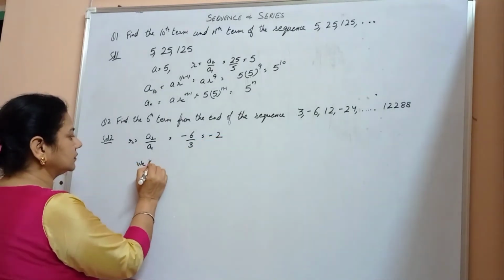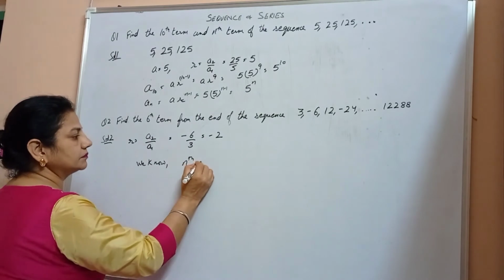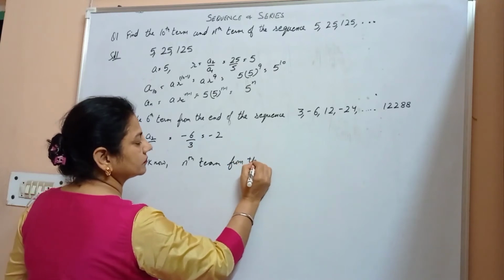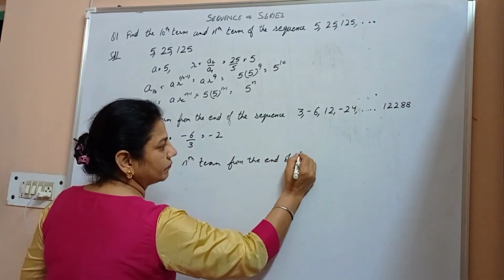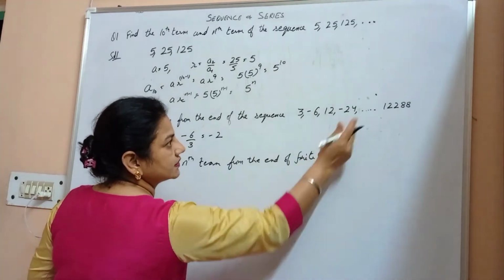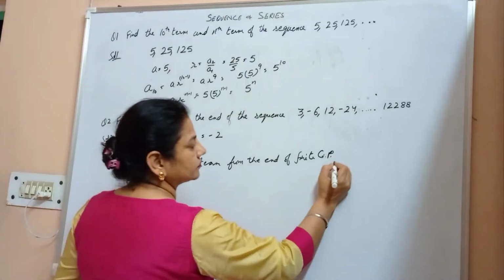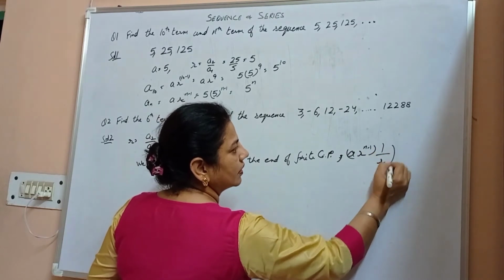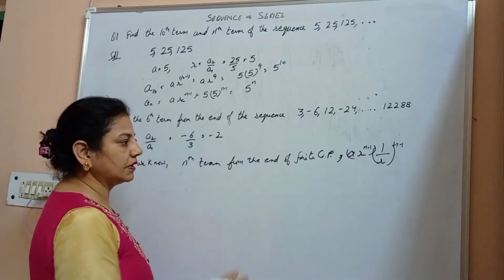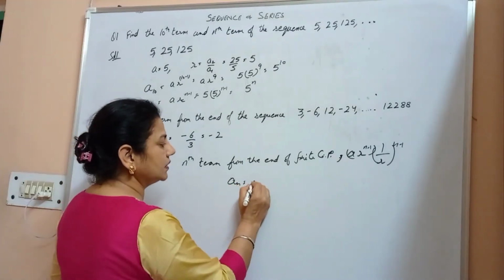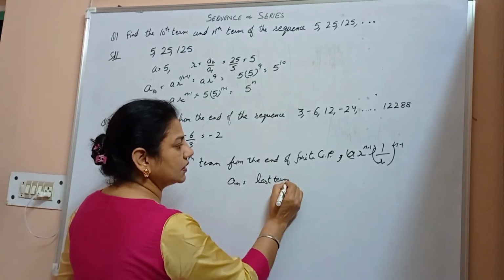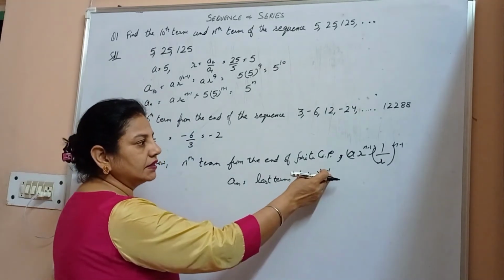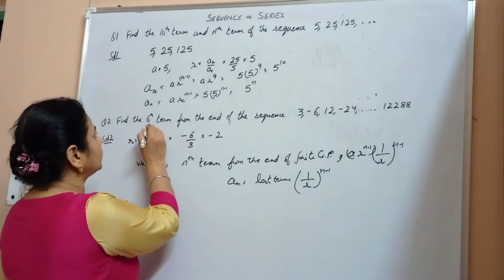And we know that the nth term from the end of a finite GP, as this is a finite GP, is given as ar^(n-1) into (1/r)^(n-1). Here ar^(n-1) is the last term of the GP, r is the common ratio and n is the number of terms. Here we have to calculate for the sixth term.